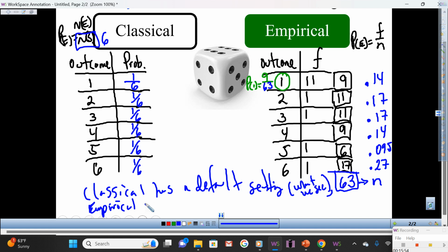Empirical. So in other words, we experience from capturing data. So we have to do something in order to get the data. All right. Does that make sense from one to the other? Yes? Once again, classical, straightforward. You can just look at it and get it.